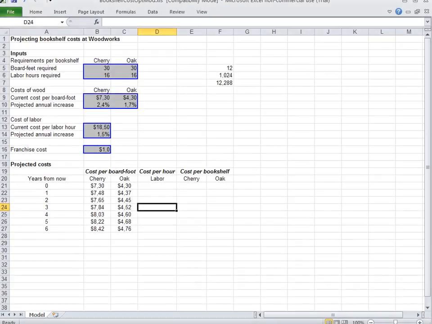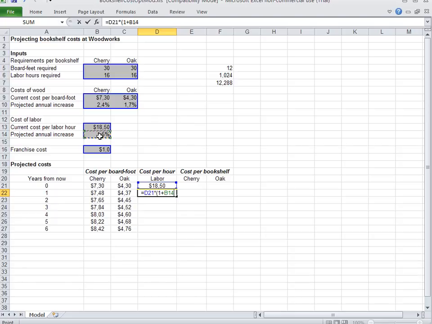Let us now consider the cost of labor. The first year, or rather 0th year, will have the cost of labor at $18.5. So it's equals B13. The next formula is similar to the cost of board foot material: equals the previous price, equals D21 times parentheses 1 plus 1.5%.